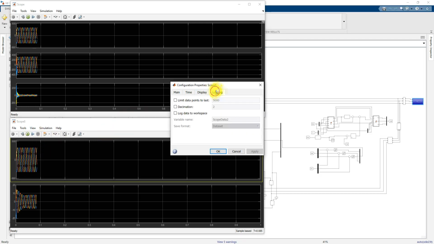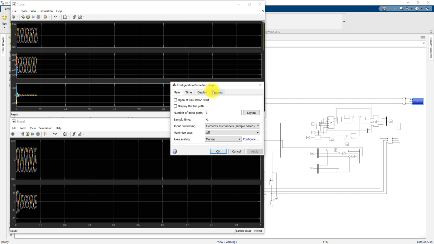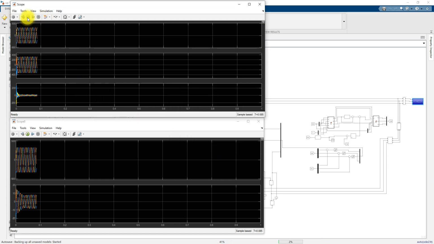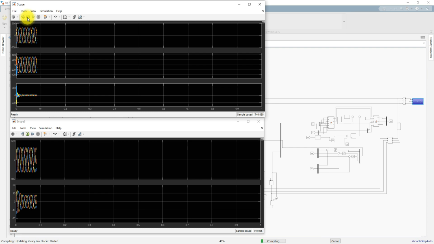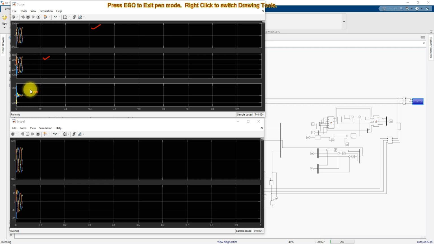So first we need to load the data in the workspace. Then only we can find out that result. So now I am going to simulate this model. So this is the grid voltage, this is the load voltage, this is the voltage injected into the line. And this is the grid voltage, this is the grid current.